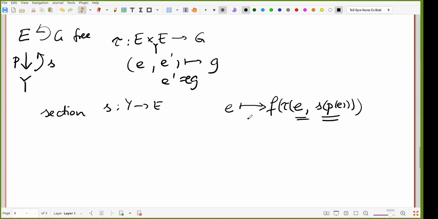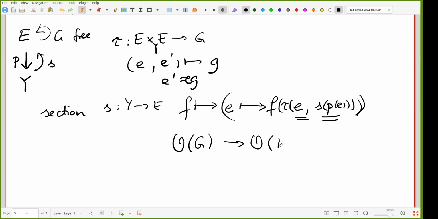And some fixed function. So I have a map which sends F to this, which will be a map from functions on G to functions on E. You see this function on E because E is in E.